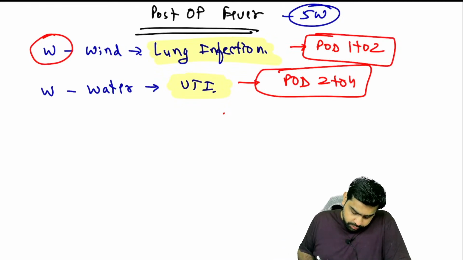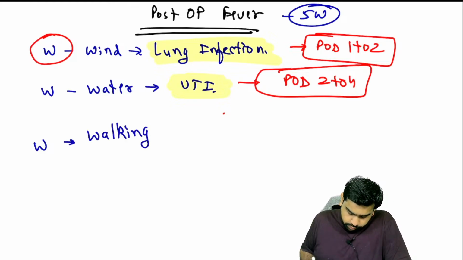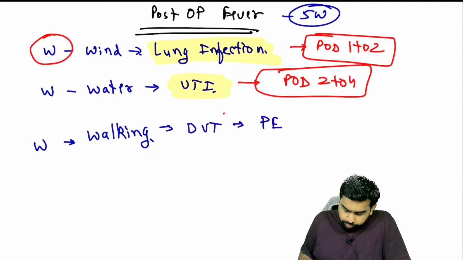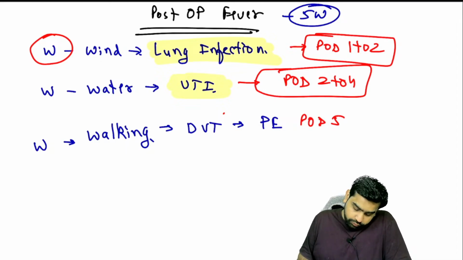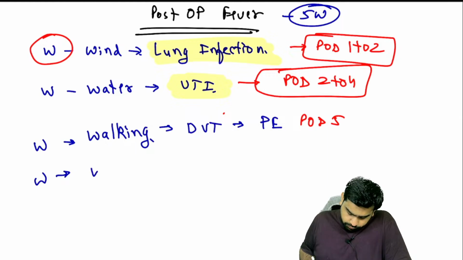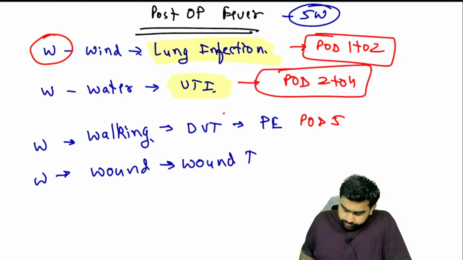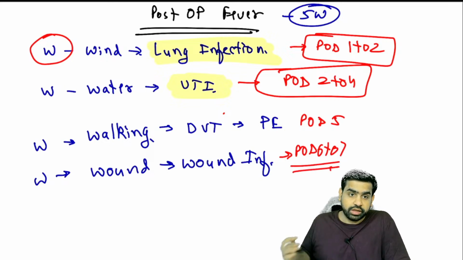Then what is the third W? The third W is basically walking. What is this walking? Walking is basically the DVT, which has led to the pulmonary embolism, and this usually occurs on POD 5. Then we have wound. Wound basically means the wound infection, and this usually occurs on POD 6 to 7.